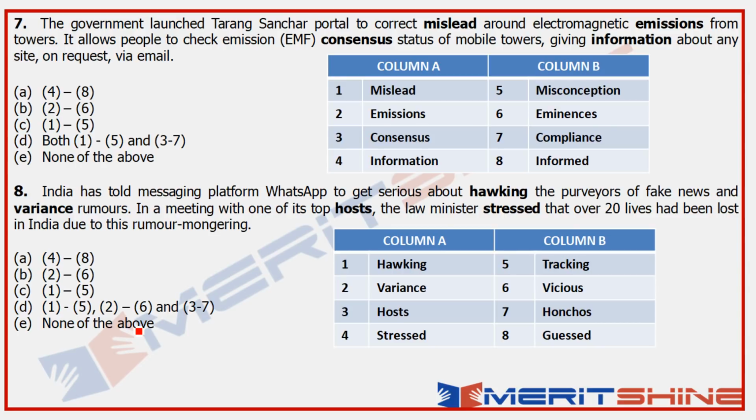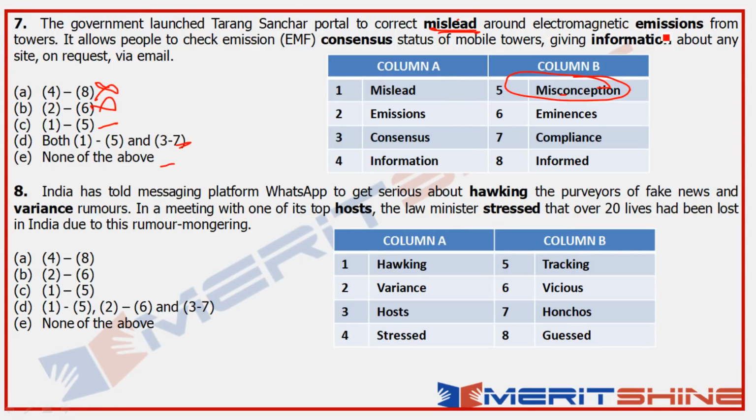So we'll go to question number 7 now. The government launched the Tarang Sanchar portal to correct mislead around electromagnetic emissions. So mislead, this is definitely wrong. Mislead is a verb. I need a noun out here. So misconception is here. Definitely 1 5 would be changed. So 4 8 is eliminated. Option A, option B is eliminated. Option C, D and E are left.